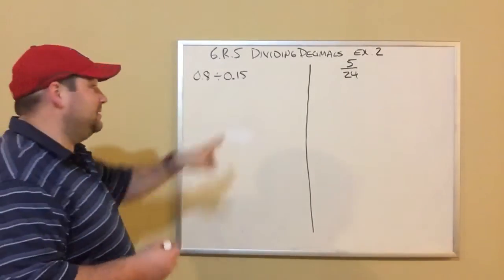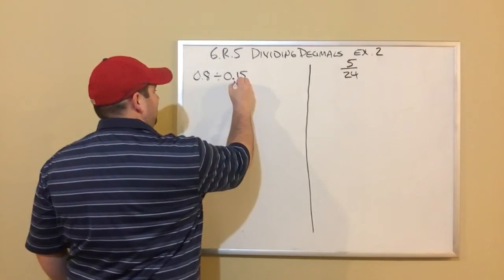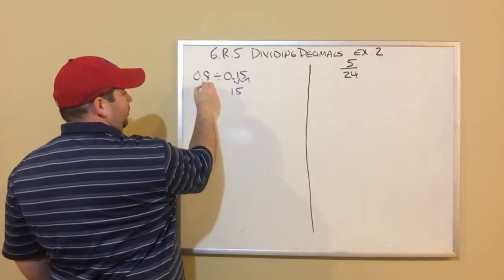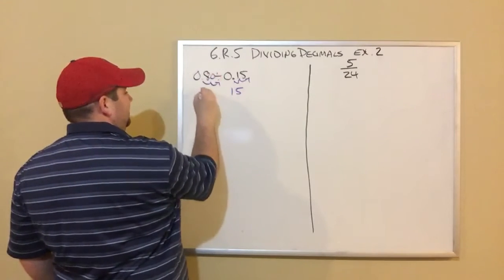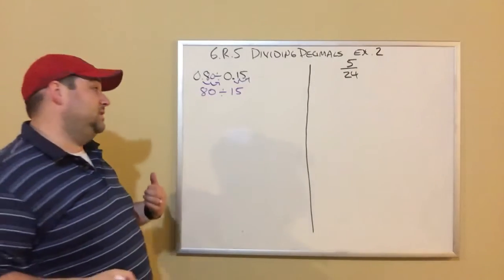So we still got to make the number we're dividing by a whole number. So I'm going to move it 2 places to the right. 1, 2, that now becomes 15. Over here, I got to go 2 places to the right as well. I'm filling in a 0. This is now 80 divided by 15.